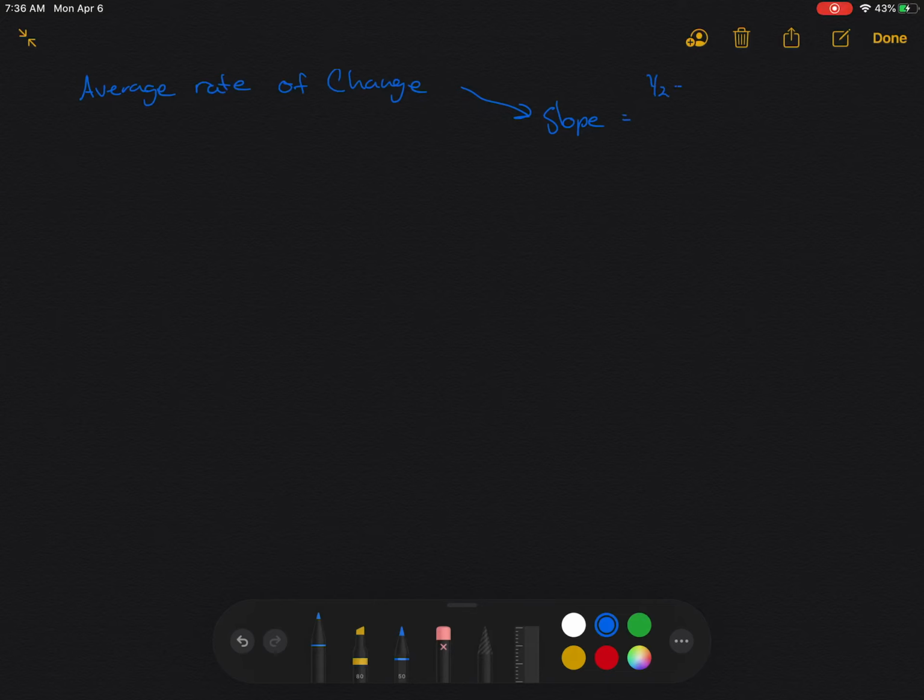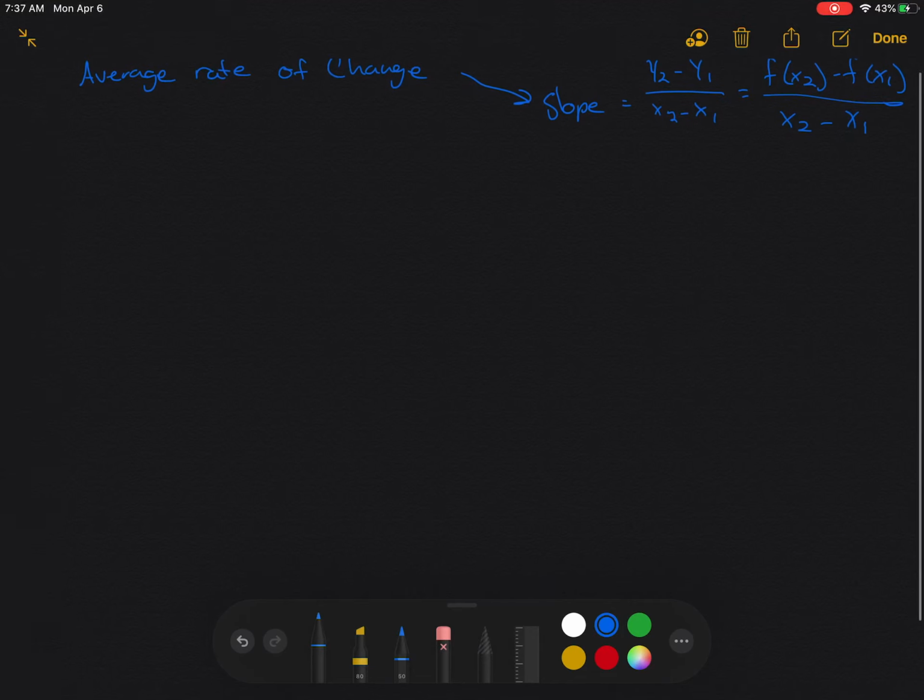Remember slope equals y2 minus y1 over x2 minus x1. Or we could think about it in terms of functions: the function of x2 minus the function of x1 over x2 minus x1. Remember, y is the same thing, it's the result from the function. So the first example we're going to go into today is finding the average rate of change for a given function in the interval.